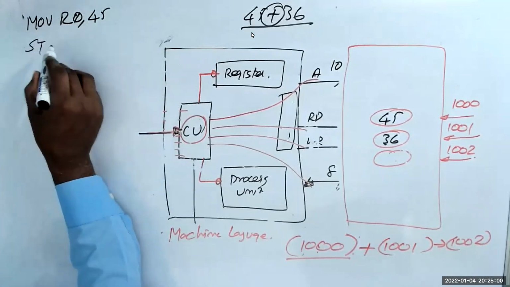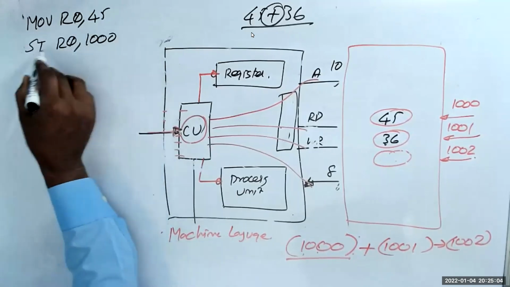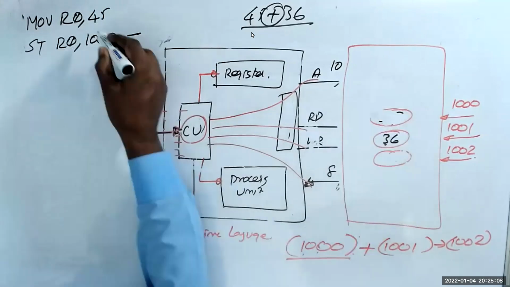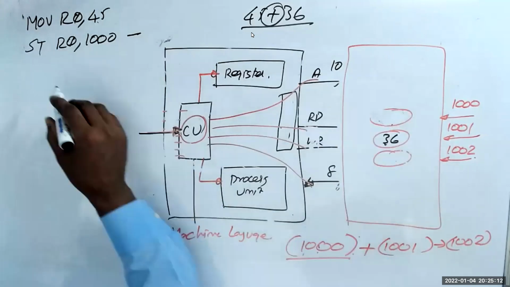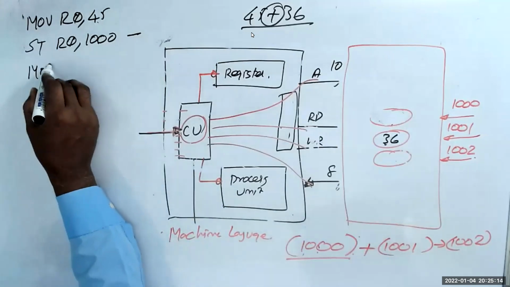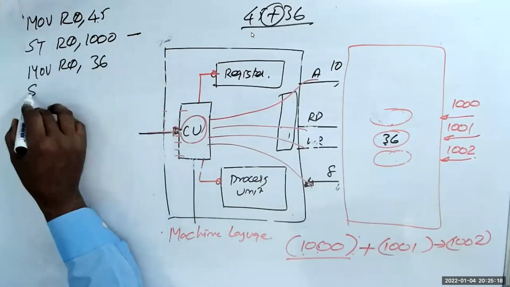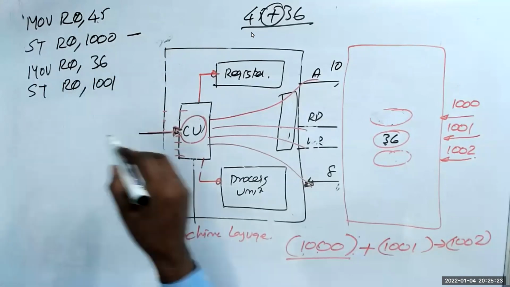Store R0, 1000. Now you see that one extra thing I added. I'm storing it here. So now I move 45 to R0, then I'm moving it to 1000. Then I say move R0, 36. Store R0, 1001. I'm moving it here.